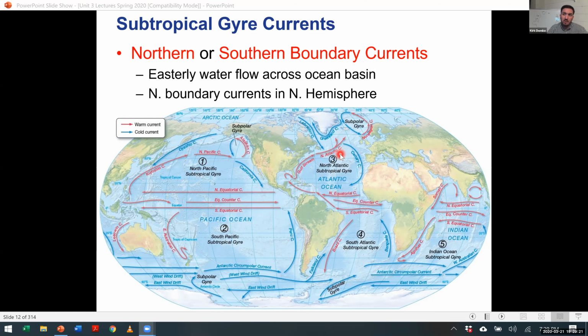Now the southern boundary currents are a little bit tricky, and we'll get to them later on in the semester. It looks messier down here, and it is messier down here. So we're going to skip that for now. I promise you we'll get back to it.